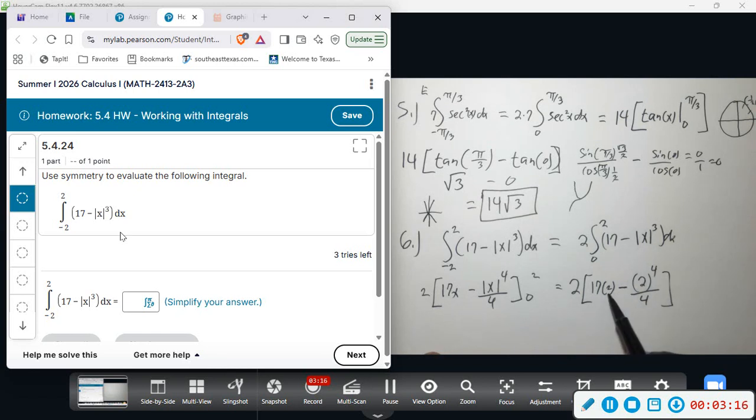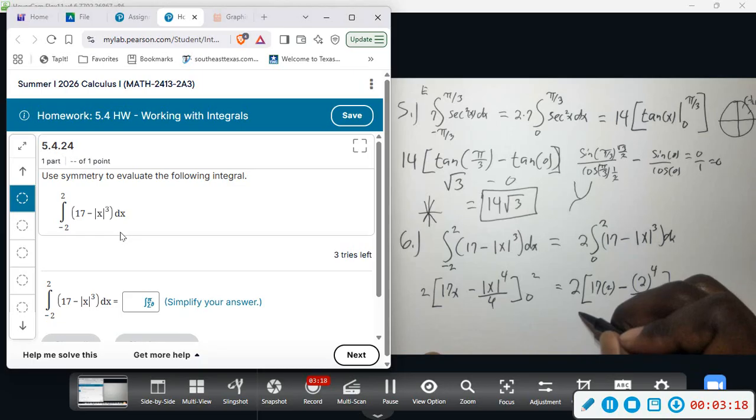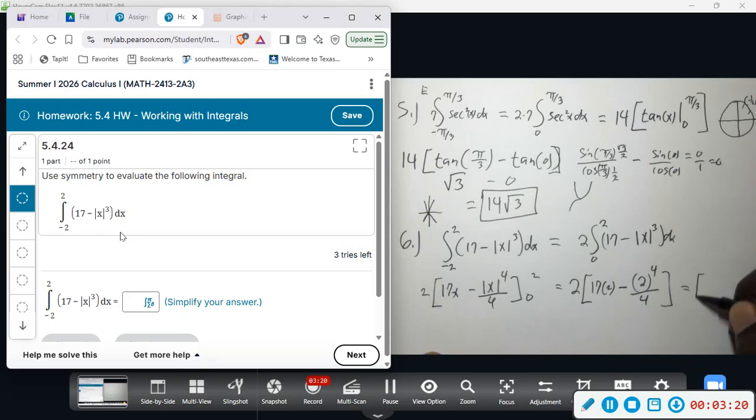So 17 times 2 will give us 34. Still got my times 2 out here. 34. 2 to the 4th, 2, 2, 4, 8, 16. 16 over 4, which will just give us 4. So 34 minus 4 is 30. And then 2 times 30 gives us 60. Sorry, it kind of runs off.